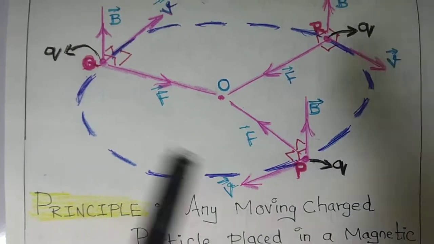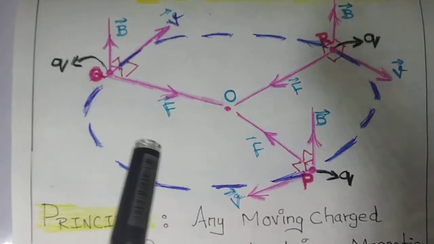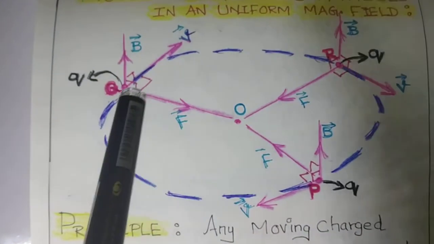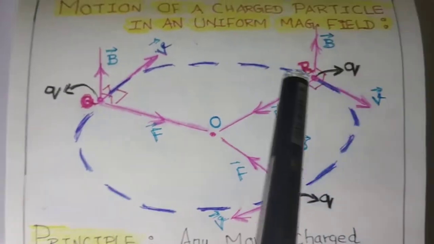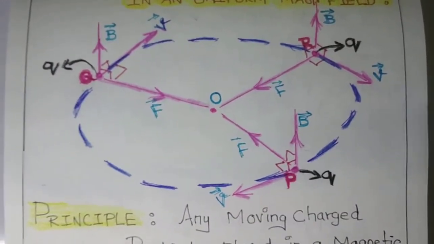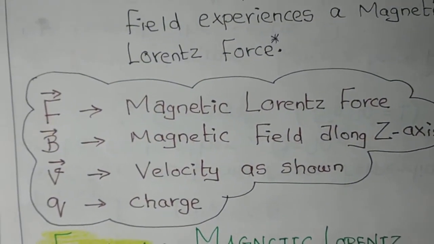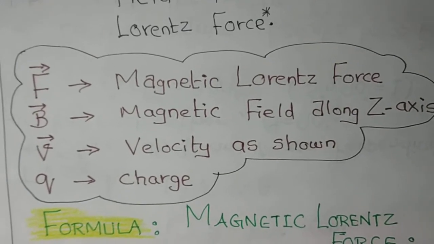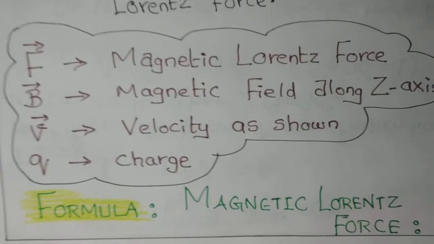In the diagram, at different positions P, Q and R, this F is acting towards the center, and V is acting along this direction at this point, along this direction at this point, along this direction at this point. Here, F is the magnetic Lorentz force, B is the magnetic field along the z-axis, V is the velocity as shown in the diagram, Q is the charge.